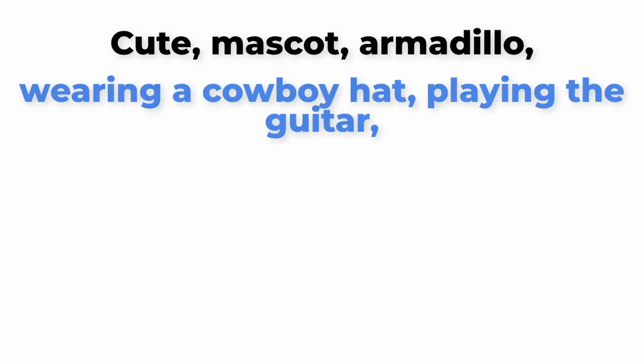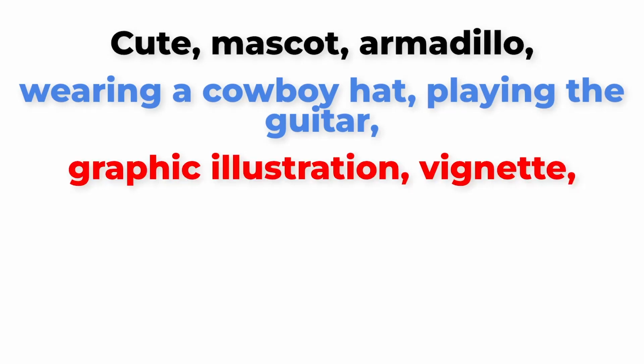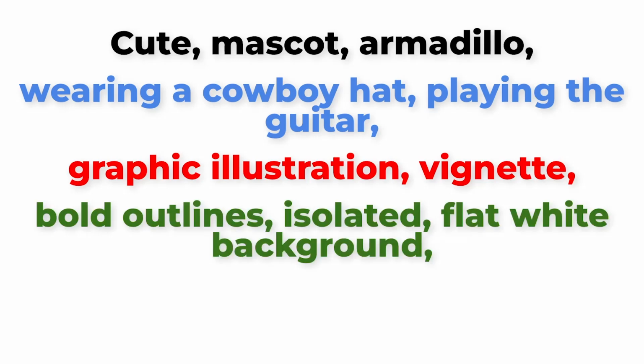And we're going to start with the subject, which is cute mascot armadillo. Remember, we're using our framework. Wearing a cowboy hat, playing the guitar. These are the modifiers. Graphic illustration, vignette. These are the art styles. This looks sort of like the Jeep, right? Bold outlines, isolated, flat white background. Again, these are the details, just like the Jeep.